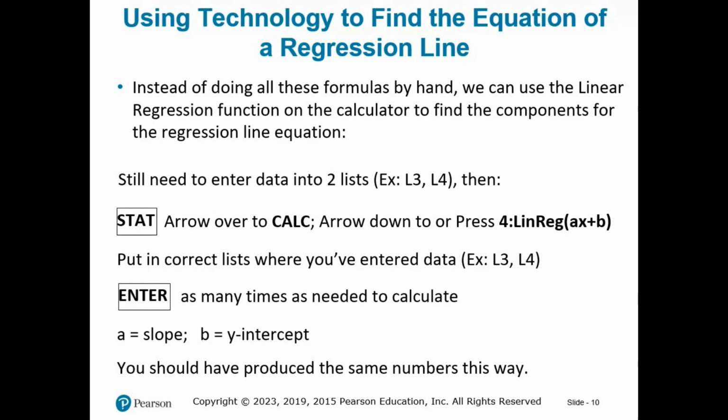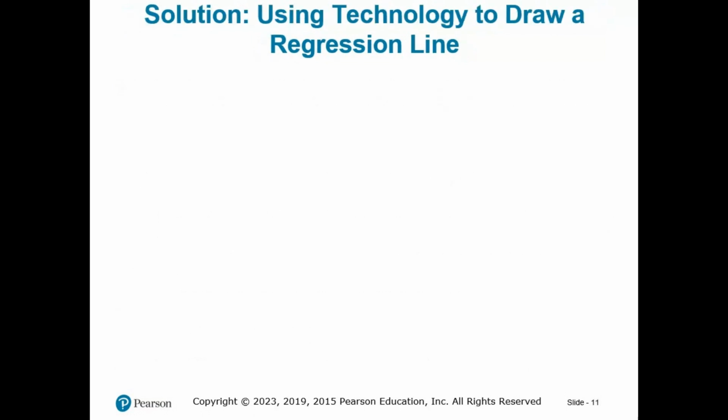If you were following along, you should have come up with the same numbers, but maybe with more decimal places. Okay, so remember how we drew a scatter plot before? It just showed us the points, but we didn't have the regression line. Well, now that we know what it is, let's place the regression line among the points. Here's how we do that.